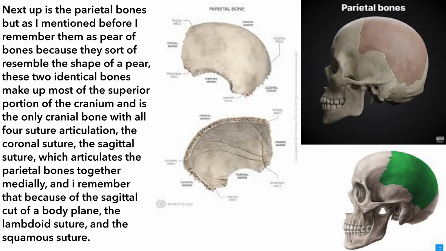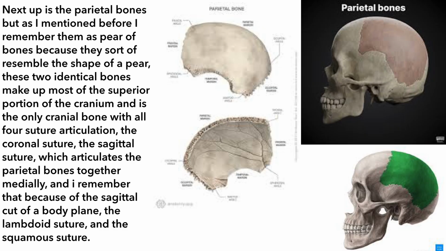Alrighty, next up is going to be the parietal bones, but as I mentioned before, my technique for remembering them is a pair of bones, like the fruit pear, because they sort of resemble the shape of a pear. These two identical bones make up most of the superior portion of your cranium, and is the only cranial bone with all four suture articulations.